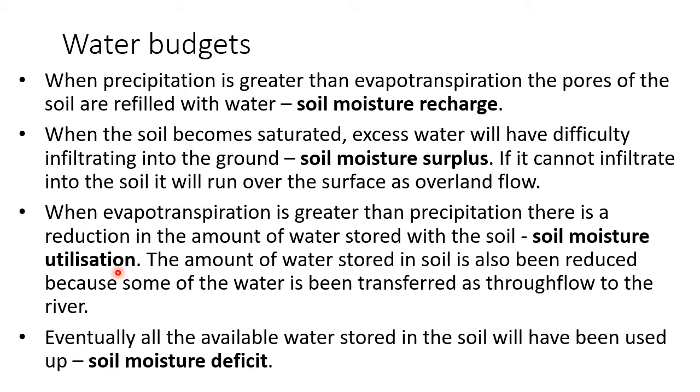The amount of water's going down. Now, if that goes on long enough, so that there's more water being used than is coming into the ground from rain, eventually you're going to run out of water. At this point, the ground will be bone dry, and we call it soil moisture deficit. So they are the four things that you need to know about a water budget.